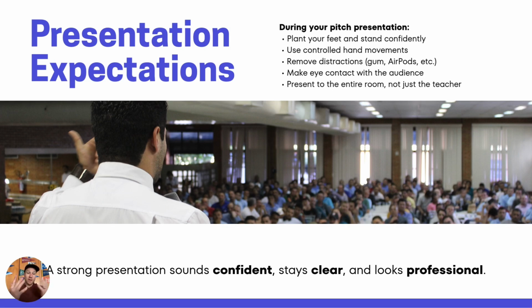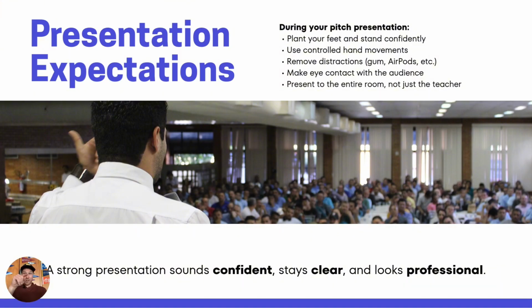So if you don't know what to do with your hands, clasp your hands over hand right there in your lap or hands to your side, one or the other. Remove any distractions such as AirPods. I would take off a hat if I was presenting, especially gum. Take the gum out of your mouth as well, and make eye contact with the audience. If you absolutely hate making eye contact with people, you could trick the audience.